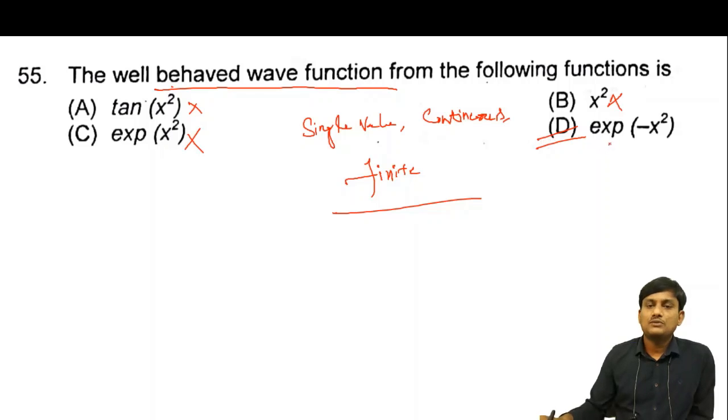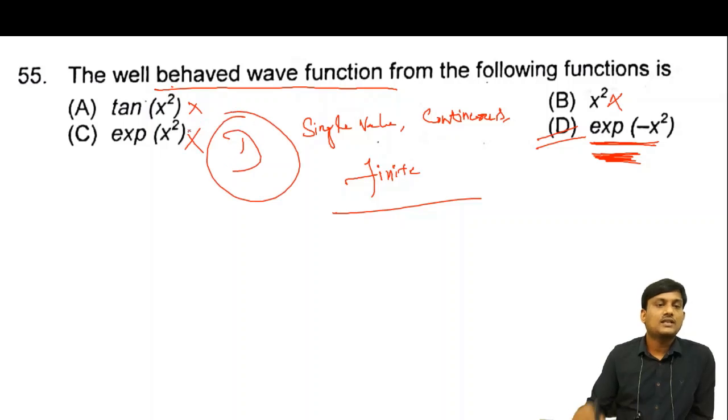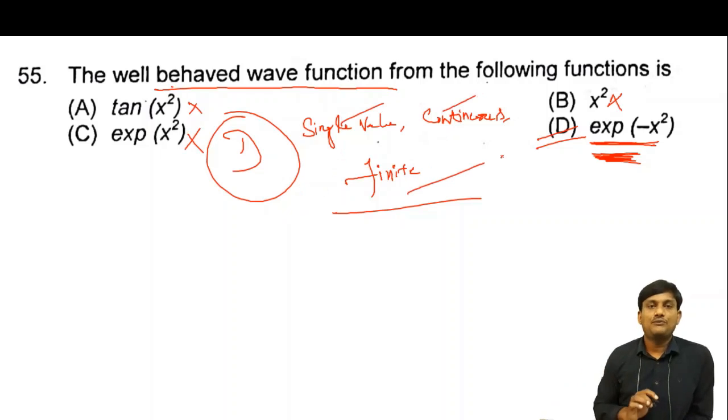This one we come across in orbitals of hydrogen atom. Orbitals of hydrogen atom are expressed in terms of exponential minus x square terms. So it's a well behaved wave function. What is the correct option? D is the correct option. What are the conditions for a well behaved wave function? It should be single valued, continuous, and finite.